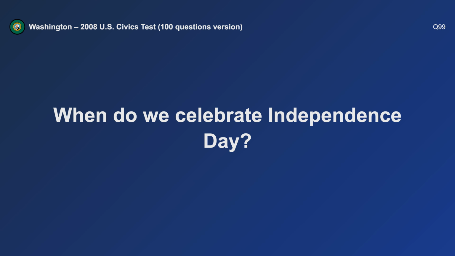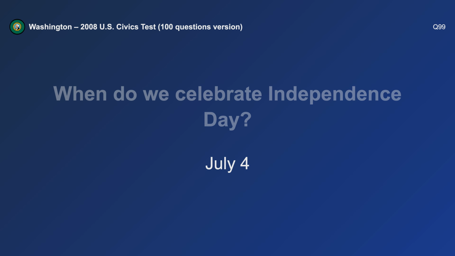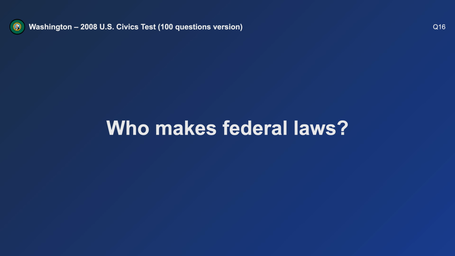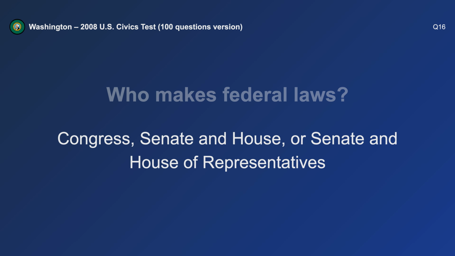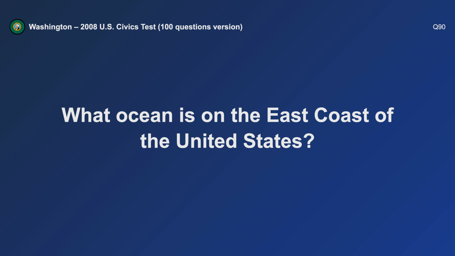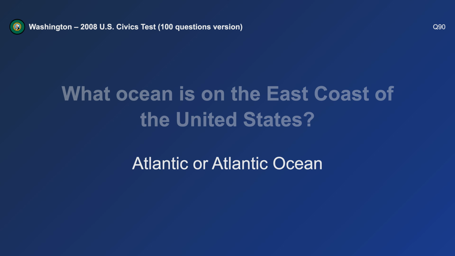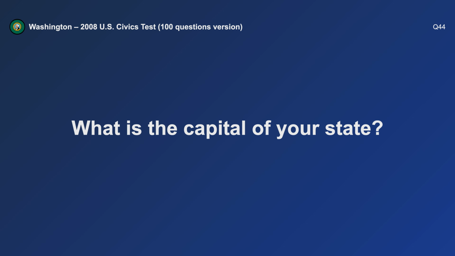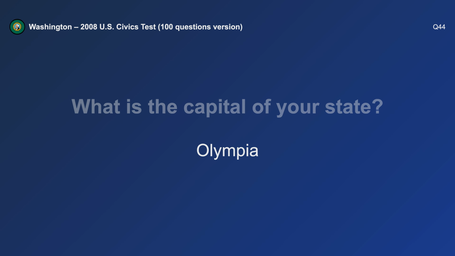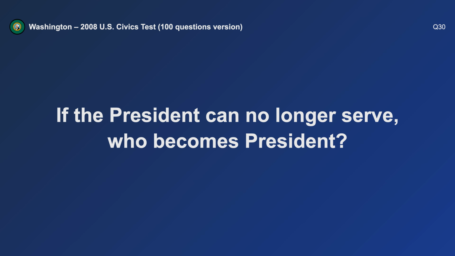When do we celebrate Independence Day? July 4th. Who makes federal laws? Congress. What ocean is on the east coast of the United States? Atlantic. What is the capital of your state? Olympia.